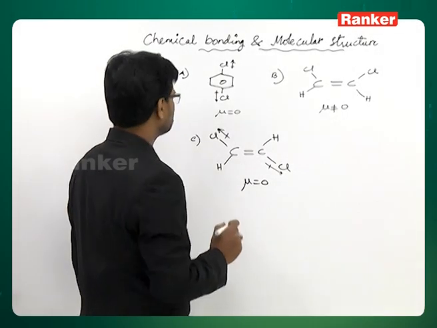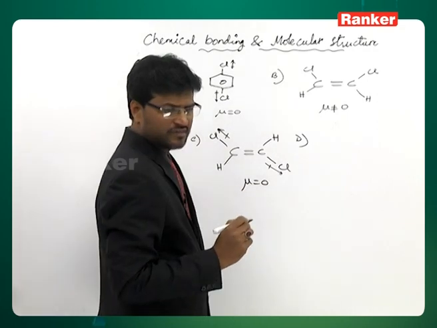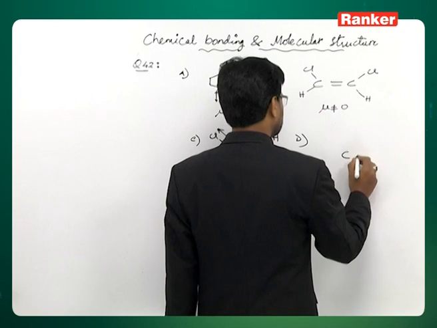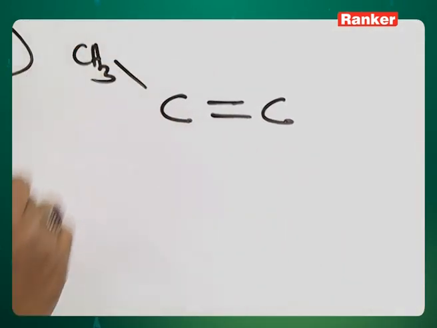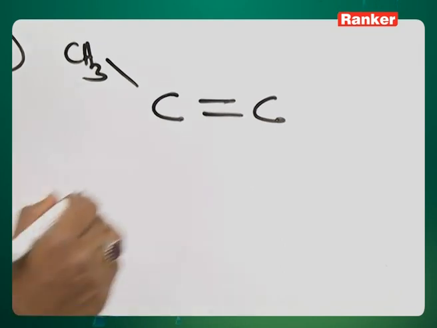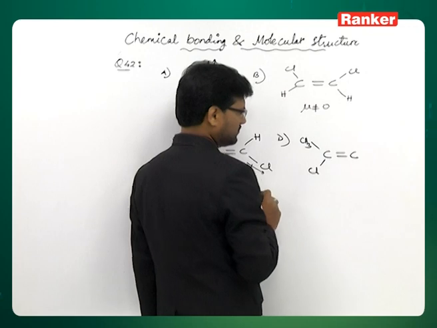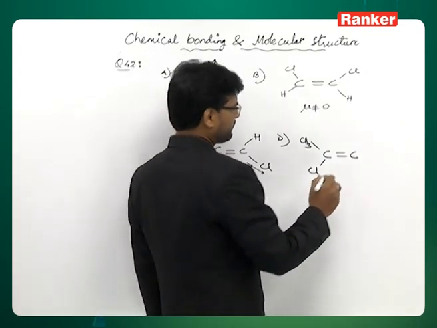And then option D is trans 1,2-dichloropentuene.